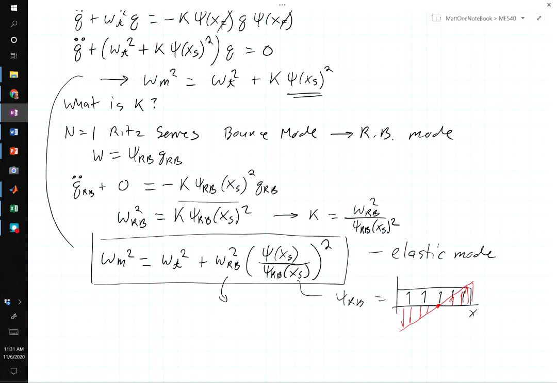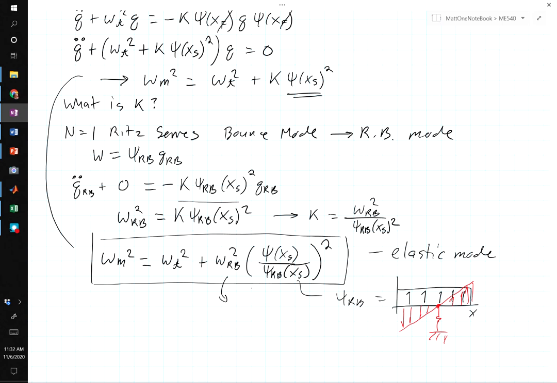All right, but in that case, it basically just means we're looking at the wrong rigid body mode, that a spring in this location wouldn't do anything to this rigid body mode. We need to write the equation for a different rigid body mode.